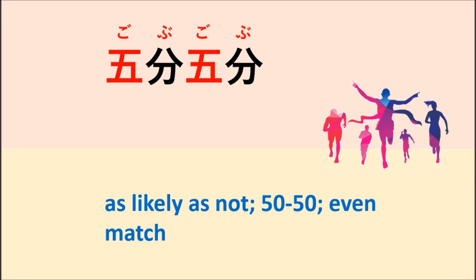For example, we can create a sentence like 勝つか負けるかは五分五分です。Which means it's about 50-50 to win or lose the game. So every time you want to say about 50-50, you can say gobu gobu.